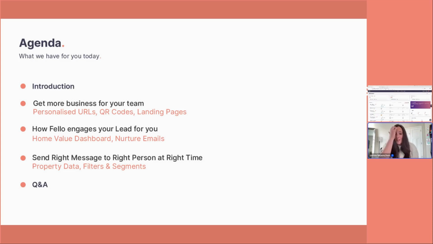Then we'll chat about how Fellow engages with those leads with you through our nurturing campaign and your client's customized homeowner dashboard. Next, we'll review the property data that you see within Fellow. Fellow is like an X-ray for your database, and you can also filter and use segments for prospecting, so you ensure the right message gets to the right person at the right time. And then finally, we will have a Q&A session where we will get to as many questions as possible, and any that we don't get to, we'll ensure will get followed up on.